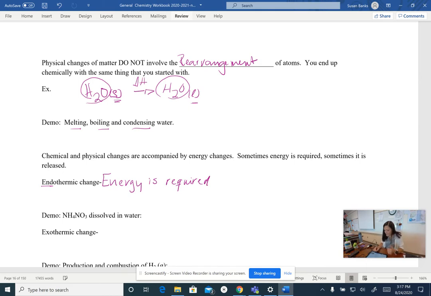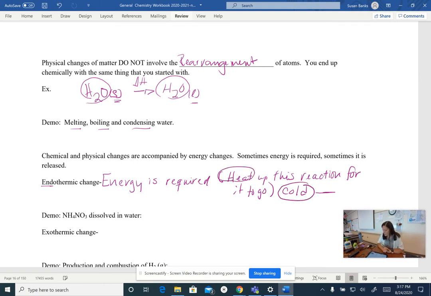That means I need to heat up this reaction for it to go. Sometimes if I just feel the side of a reaction that is endothermic, it will feel cold. It will feel cold because it is absorbing the heat from the surroundings to heat up the reaction.